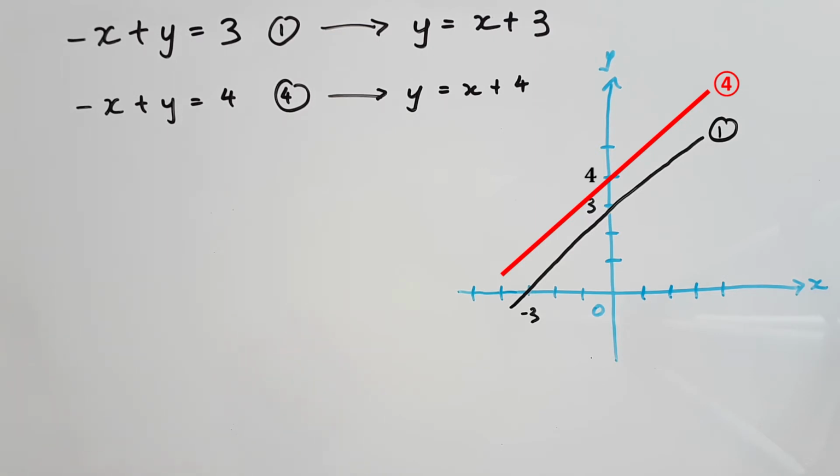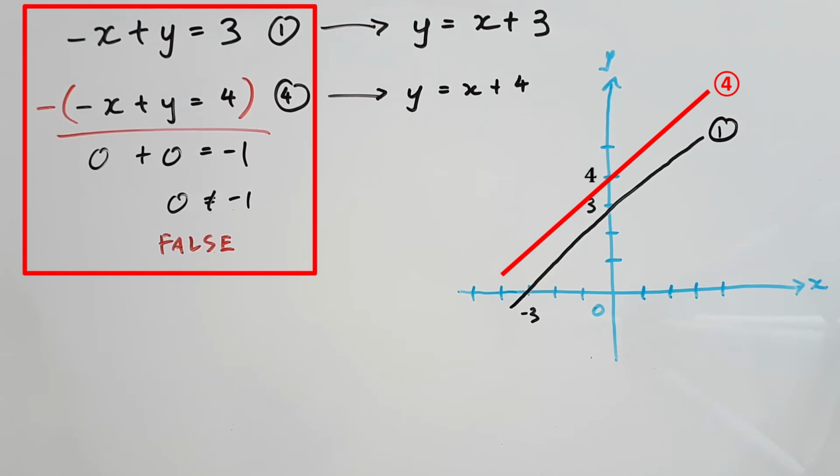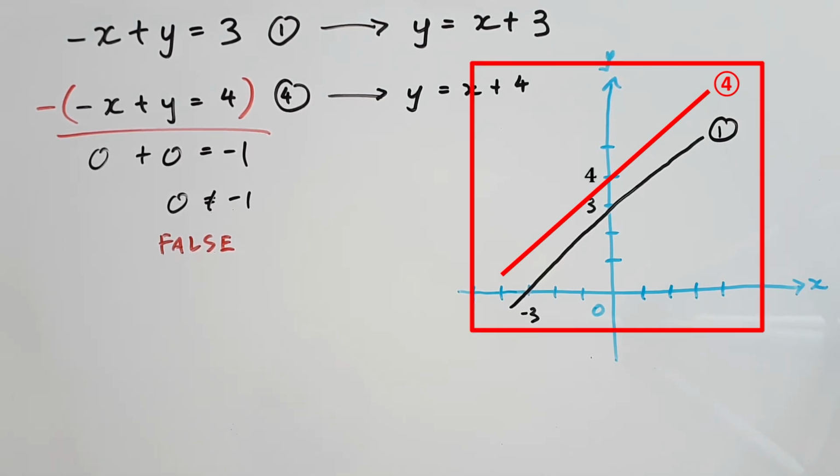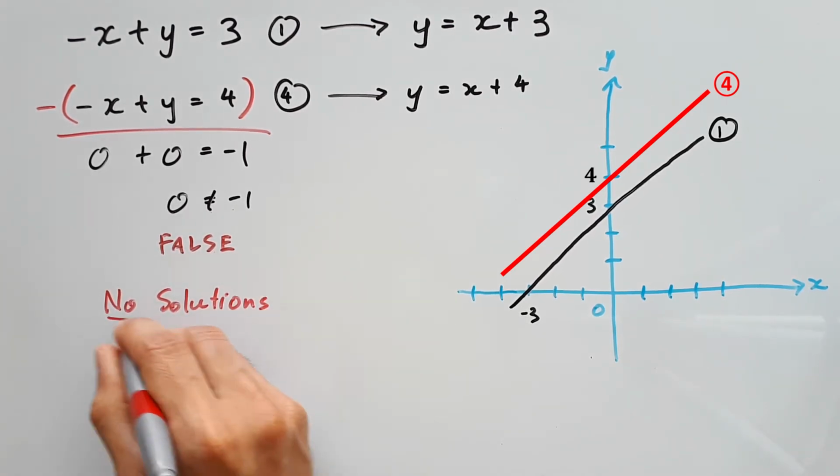And this gets a little weird when we want to solve using elimination. We find 0 plus 0 equals negative 1. But 0 cannot equal negative 1, right? They're two different numbers with two different values. So we would say that our calculation is false. And whether you want to use that calculation as your basis for an explanation, or use the parallelism happening on the graph, you can conclude that there are no solutions.